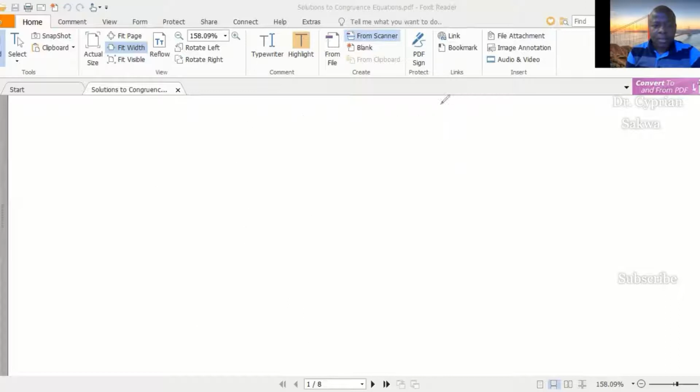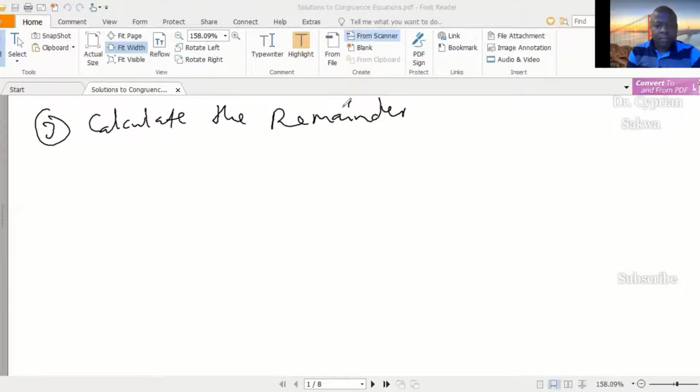Let's look at another example. Example 3 says: calculate the remainder of 23 raised to 61 on division by 17.